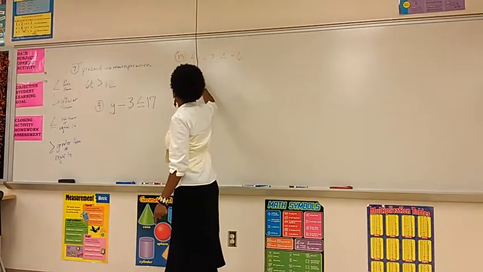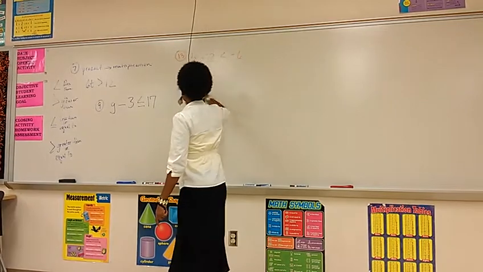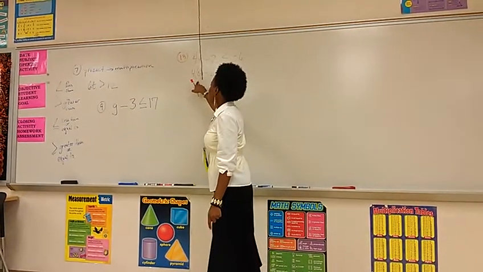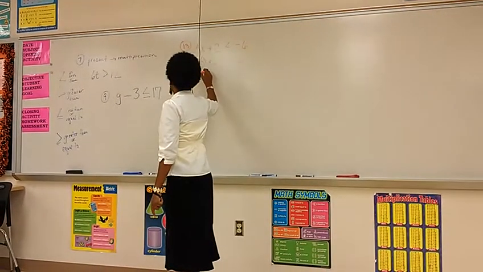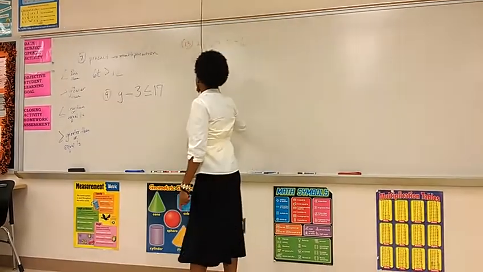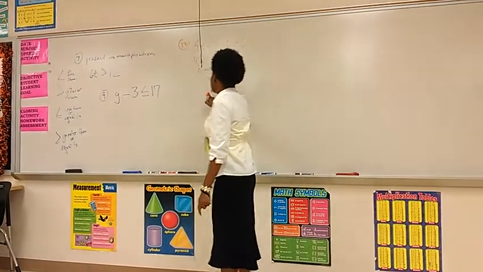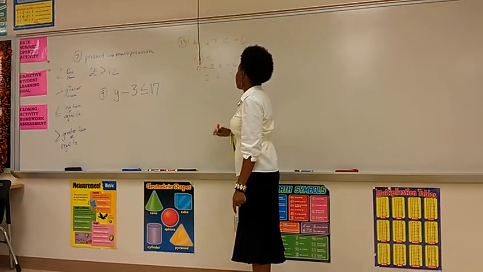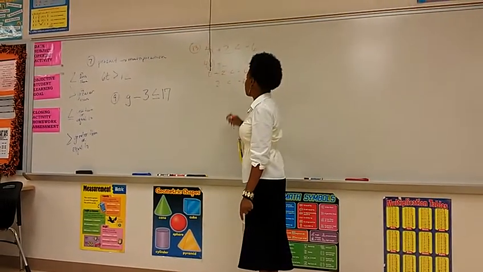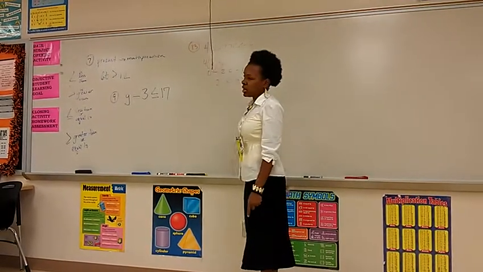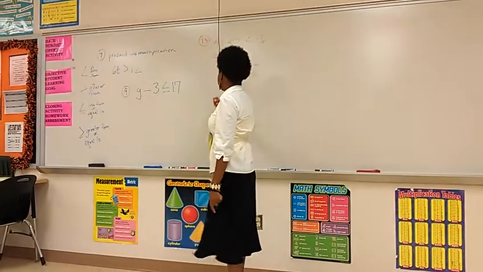So you got 4 times 0 plus 2 is less than negative 6. What's 4 times 0? 0. What's 0 plus 2? 2. Now, ask yourself, is 2 less than negative 6? No, it's not. So 0 is not the answer. It's not a solution.